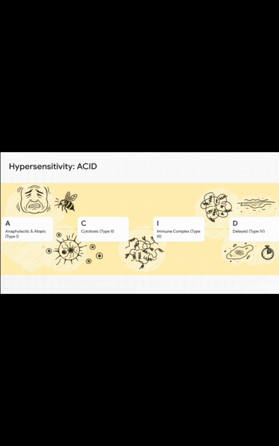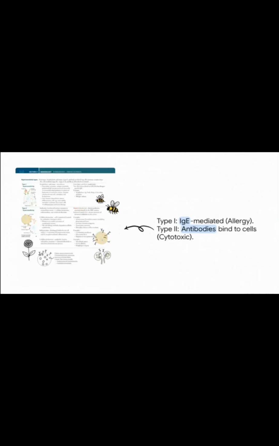Type I is A for anaphylactic. Type 2 is C for cytotoxic. Type 3 is I for immune complex, and type 4 is D for delayed. Let's break them down. Okay, type I. This is your classic, immediate allergic reaction. It's all about IgE antibodies sitting on mast cells just waiting to get triggered.